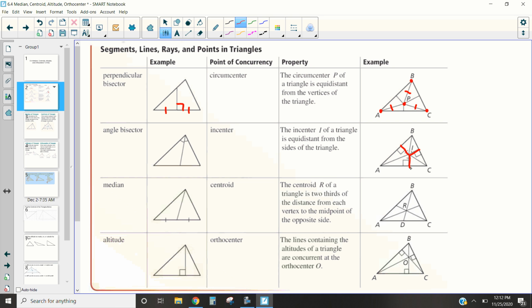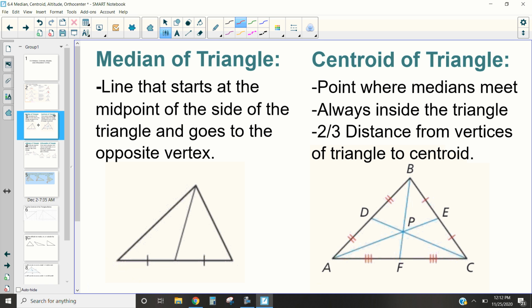Now, the next few things that we're going to talk about are really important, and so they kind of get their own slide. Very first, let's talk about the median of a triangle. So the median of a triangle is a line that starts at the midpoint of the side of the triangle and goes to its opposite vertex. So the midpoint means it divides it exactly in half. So here's our midpoint, which means the 2 sides are the same, and then it's going to go to the opposite vertex. Okay, so that's our median.